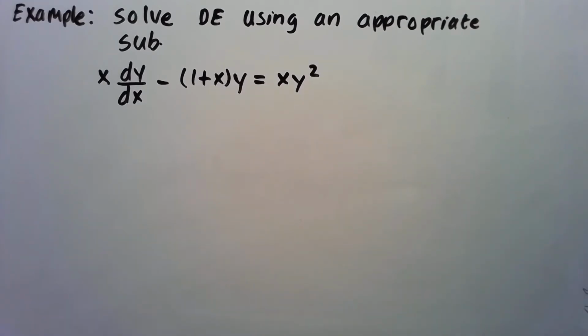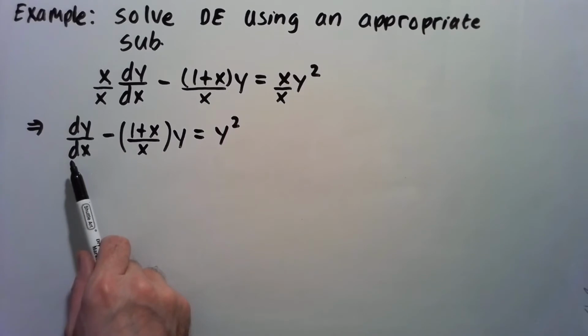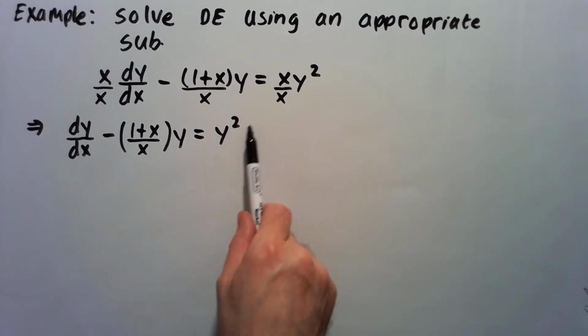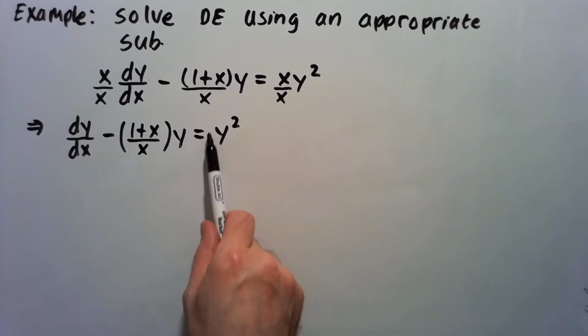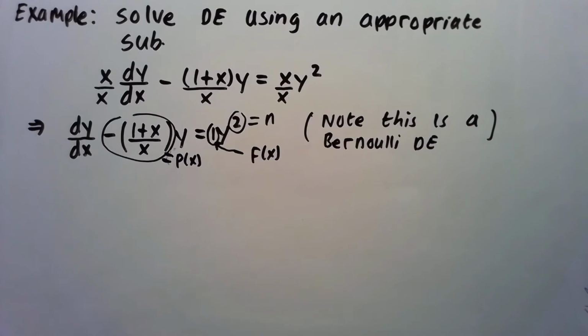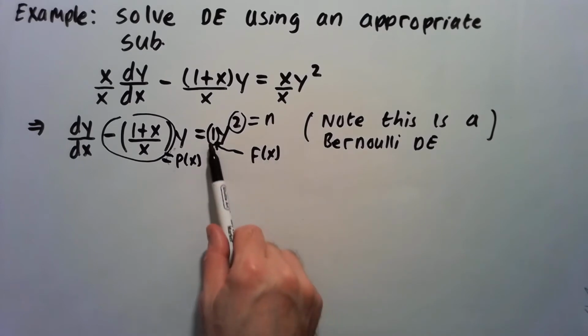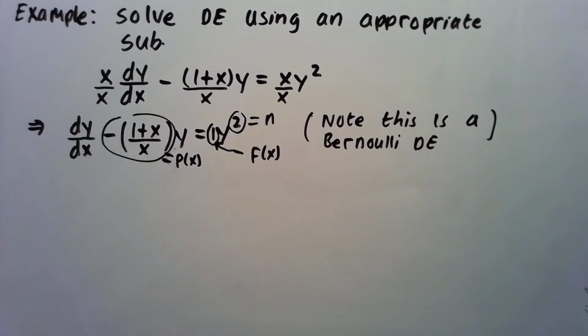So doing that, we get this, dividing by x. Then we can notice that this is actually a Bernoulli equation here, with n being 2. So the 2 is my n value, and this is my p function. And I guess the 1 in front here would be the f function. So let me write that here. This is a Bernoulli differential equation with n being 2. Your f function would be equal to 1, and your p function would be minus (1 plus x) over x. Okay, so now let's apply theorem 4.